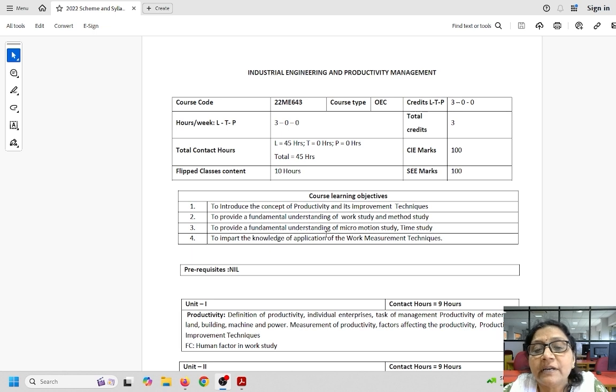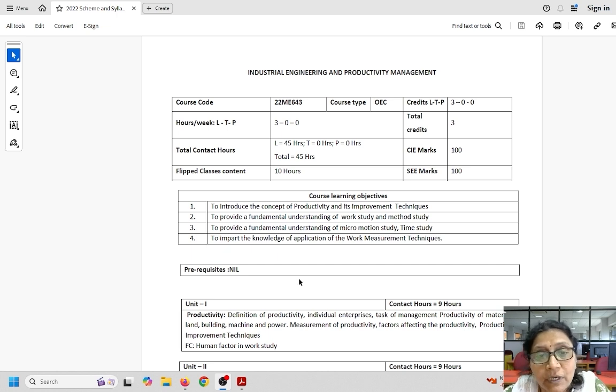and to provide the fundamental understanding of the work study and method study, which are the tools which are going to enhance or improve the productivity of any industry, to provide a fundamental understanding of the micromotion study and time study, and to impart the knowledge of application of work measurement techniques. As all of you know, every industry is striving for improving the productivity of their organization. Before that, we need to learn what is productivity or what do you mean by productivity of the organization.